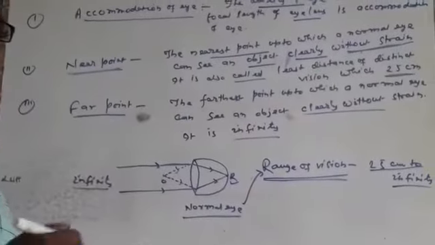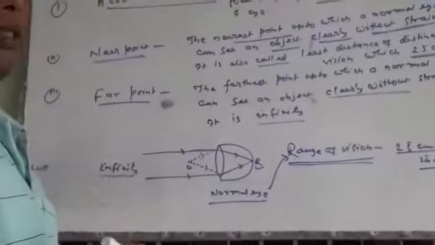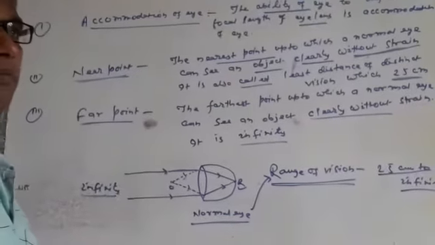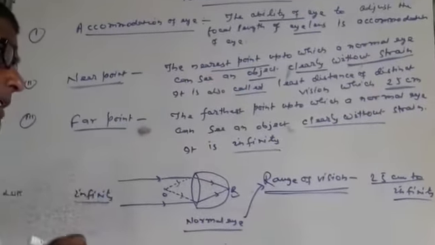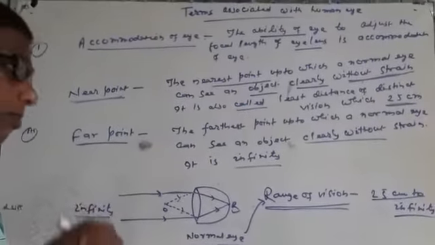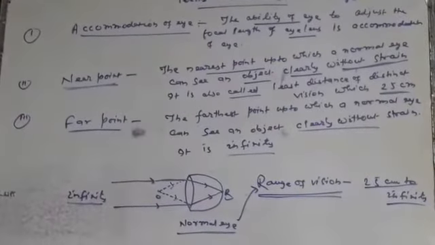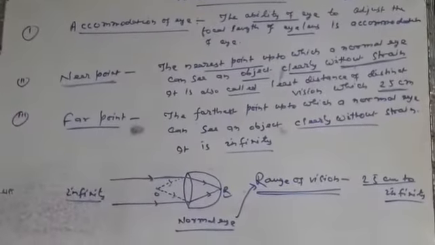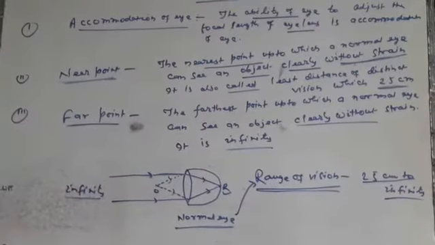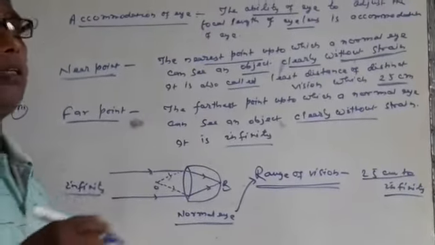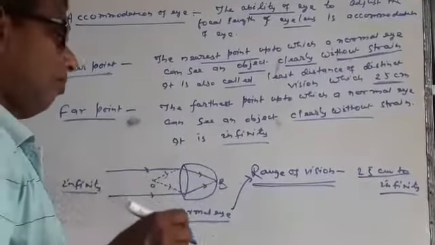If I am using glasses on the eye, this means my eye is not normal. Without using any spectacles, glasses or any other instruments, if we are able to see nearby objects clearly and distant objects clearly, this is the range of vision for a normal eye.